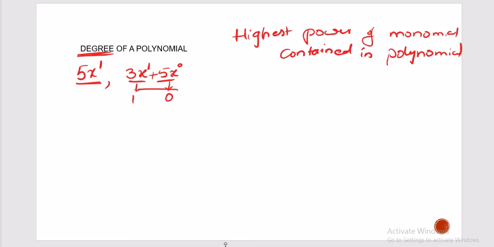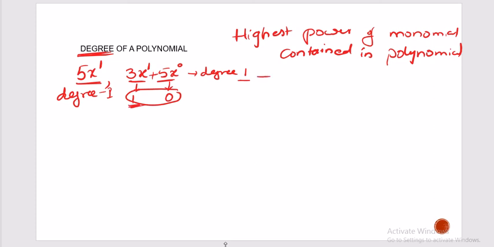Amongst these two, which has the highest power? The highest power is 1. So here I can say the degree is 1. Here directly I can say the degree is 1, because we have only one monomial. Here we have two monomials, and amongst those two monomials the highest power is 1, so the degree is 1.